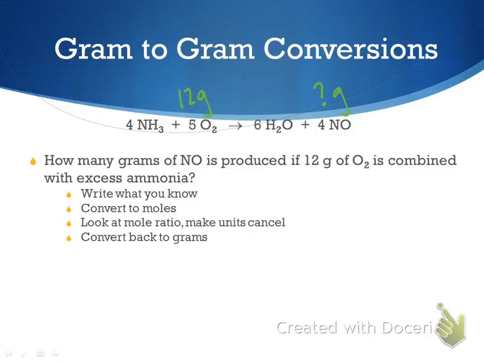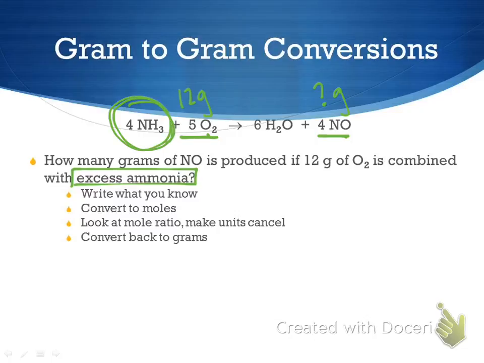Okay, so in our T-chart, the first thing we're going to do is write what we know. Okay, we're looking to start from 12 grams of oxygen, and we want to find out how many grams of nitrogen monoxide can be produced. What does it tell us when it says we have excess ammonia? Does that mean anything to us right now? Right now, it really doesn't. It just means that we have extra of this compound.